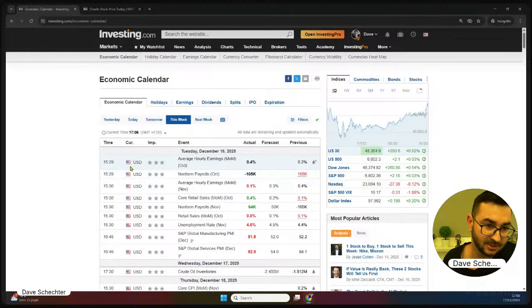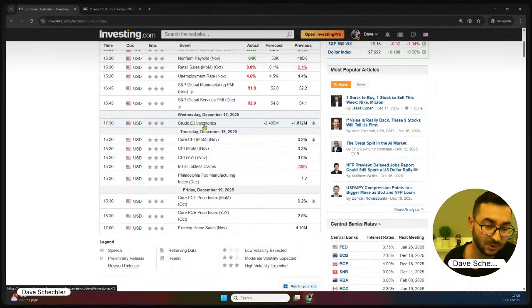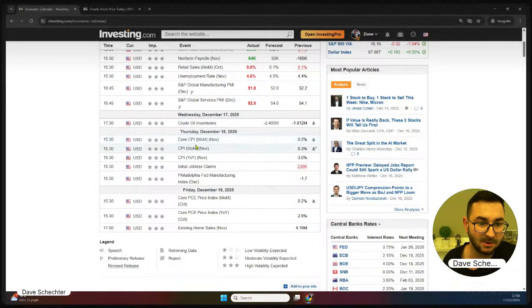So I've chosen to look specifically within the US market, and I'm looking at my time range of this week. I can see that I have crude oil inventories that will be announced shortly. And tomorrow I have core CPI and also initial jobless claims. That's usually a pretty big event that could affect trading. And then, of course, on Friday, we have core PCE and price index announcements.